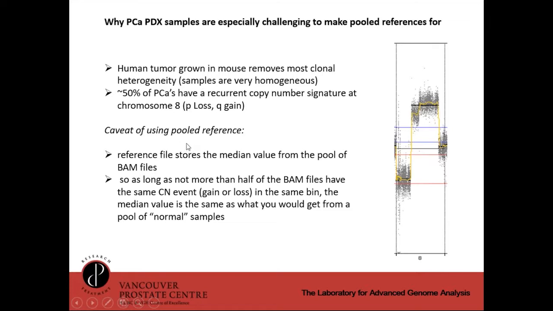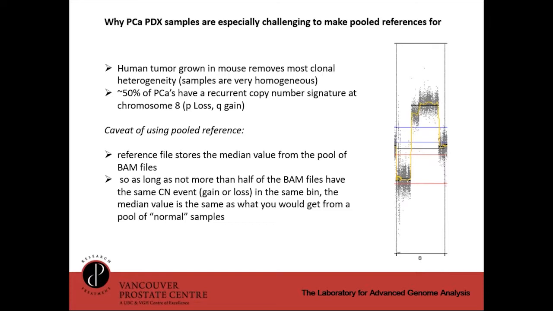And the reason is, and I would even call this a bit of a caveat to using a pooled reference, if the reference file stores the median value from the pool of BAM files, that's fine, so long as not more than half of the BAM files have the same copy number event, gain or loss, in the same bin. So if everyone in our cohort has this exact same situation on chromosome 8, and there is that possibility that a majority will, and it's homogeneous, so we don't have things moving up and down in either direction to create an approximated normal, then this could be extremely challenging.